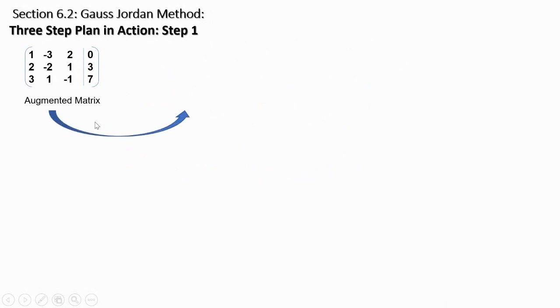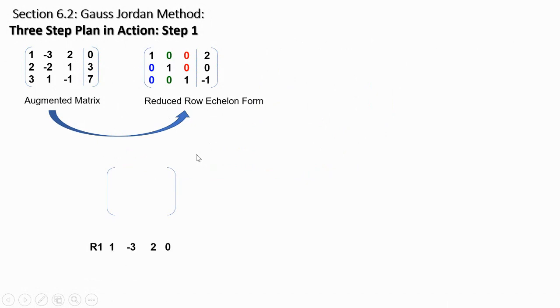Now here's my plan. 3-step plan in action. There's my augmented matrix. My plan is to have it in reduced row echelon form. And later on, I'm going to show you how to plug this in the calculator towards the end. Anyway, I do it in 3 steps. This is row 1, this is row 2, row 1, row 2, and row 3.